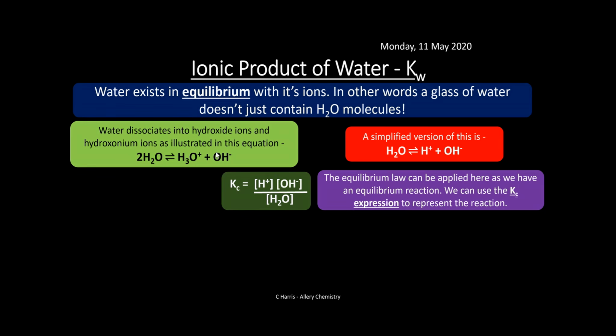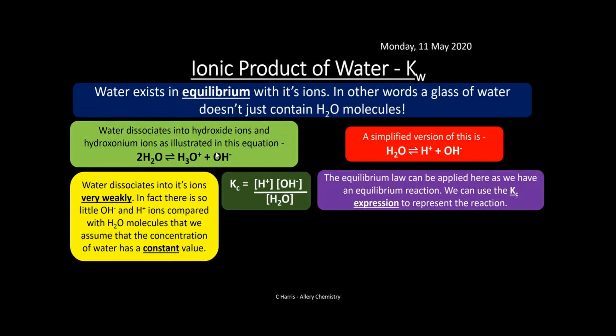So the equilibrium law can be applied here as well, because we have an equilibrium reaction. We use that Kc expression that we've just seen to represent this reaction. So Kc, remember, is the products divided by reactants. The products are H+ and OH-. Your reactant is H2O. However, water dissociates weakly into its ions, it doesn't produce many ions.